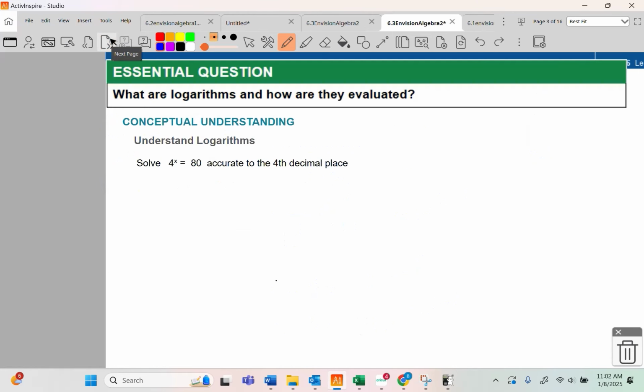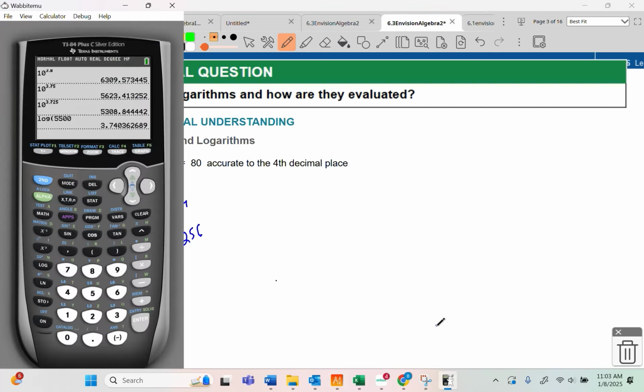All right. So this one is very similar to the last one. Solve 4 to the x equals 80, accurate to the fourth decimal place. Now, here's what I know. I know that 4 cubed is 64, and I know that 4 to the fourth is 256. And I do understand logarithms, but you don't yet. But you need to understand what these things can save you ultimately. So let's try like 3.2156. They want 4 decimal places. That wasn't too bad. Let's just see what 3.2 is.